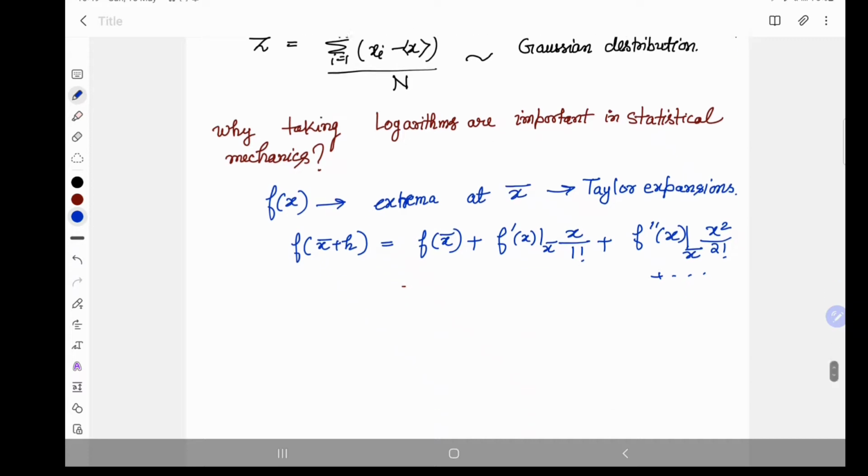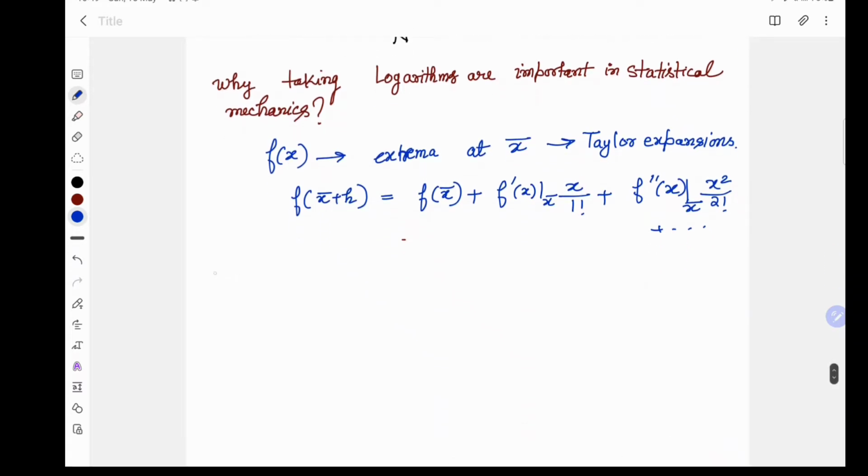But let's say you have the Gaussian function e to the power minus x square by 2 sigma square. If you expand it, what will you have?